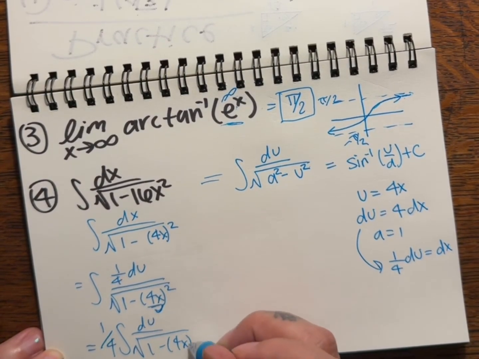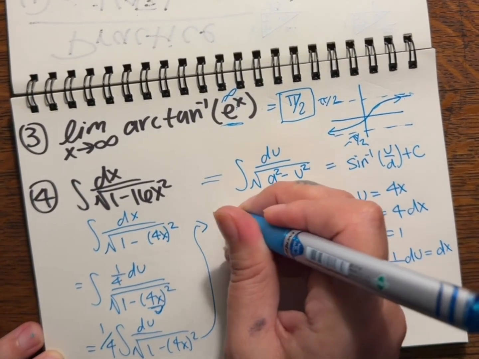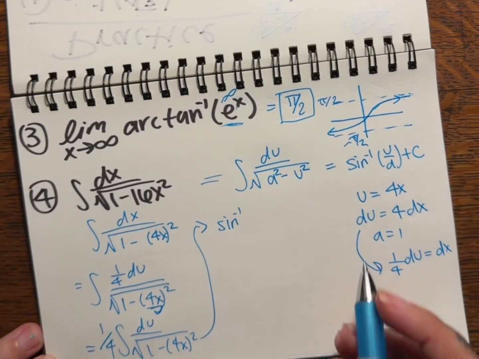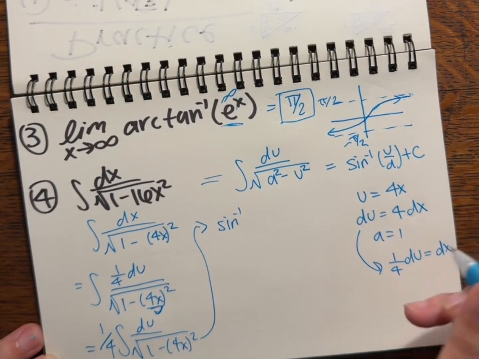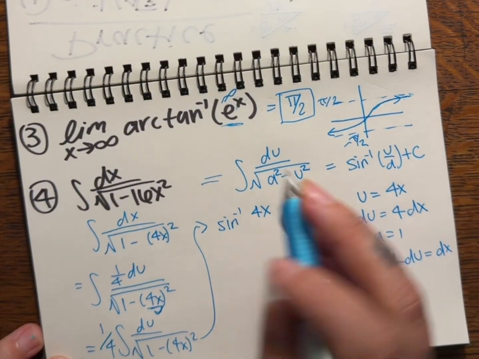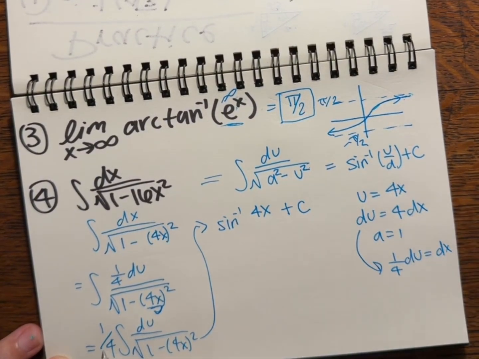Okay, and now I can evaluate it. Now I know that this is going to be sine inverse of u over a. u is 4x, a is 1, so that's just 4x, plus c. And then I have the 1/4 in the front.